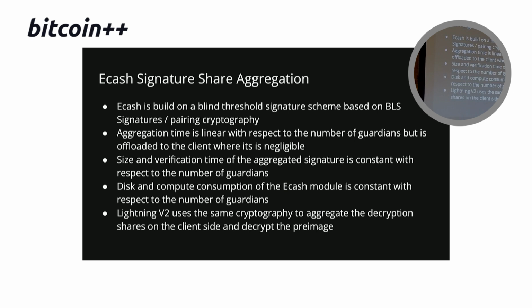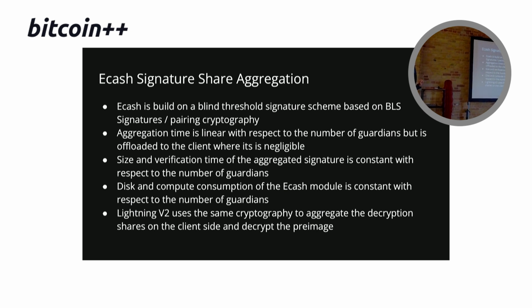So that's why, like we had initially when I started, we had server-side aggregation, and you just have a multiple more compute and disk space consumption than necessary. And then I changed it such that the aggregation is in the client. The client aggregates its blind signature shares into one signature, which is 48 bytes and can be verified in the same time as a single BLS signature. Therefore, disk space and compute consumption of the ecash module is constant with respect to the number of guardians.